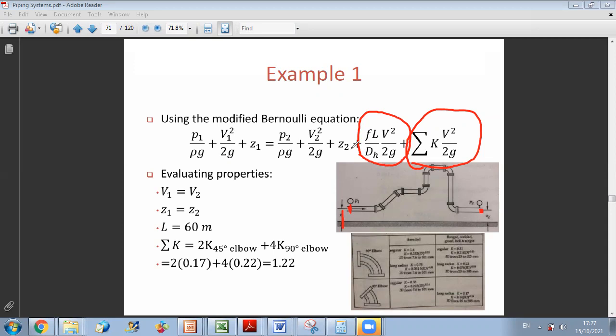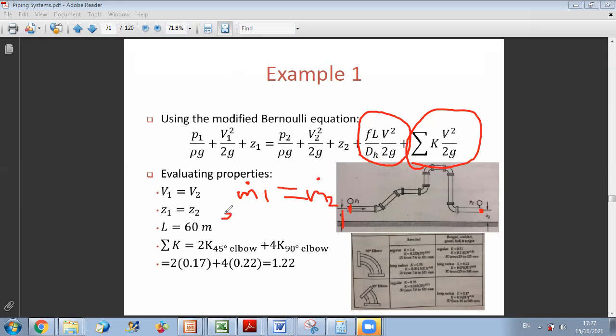Now, first, since the cross-sectional area of the duct is not changing, from the continuity equation we can write that m dot 1 equals m dot 2, the mass flow rate.